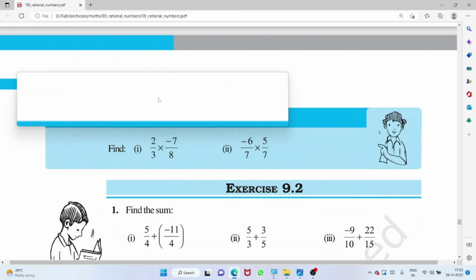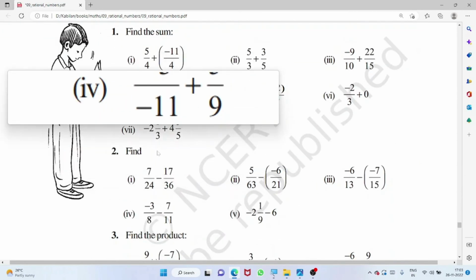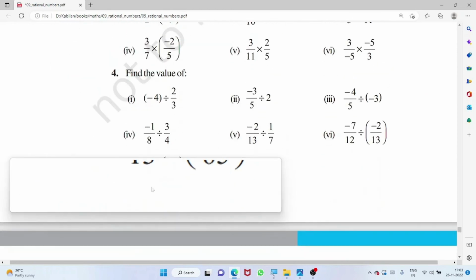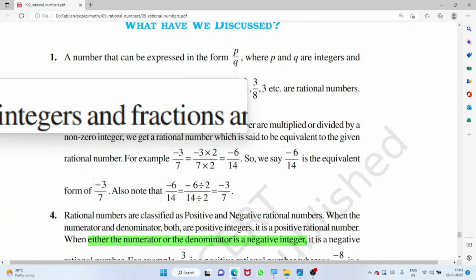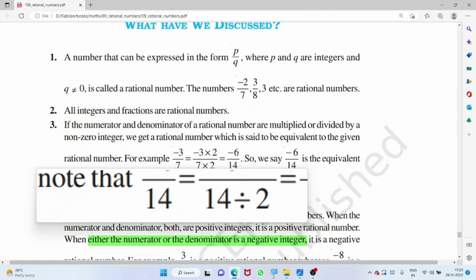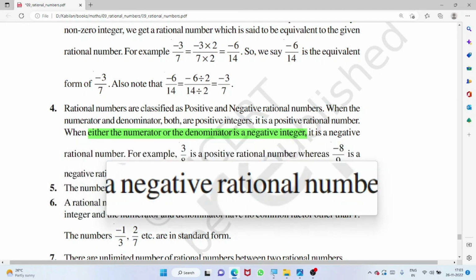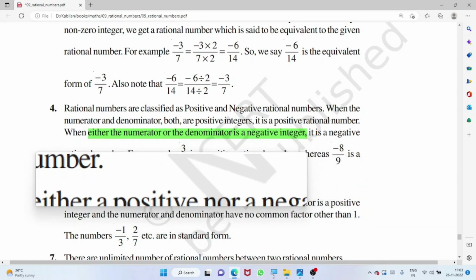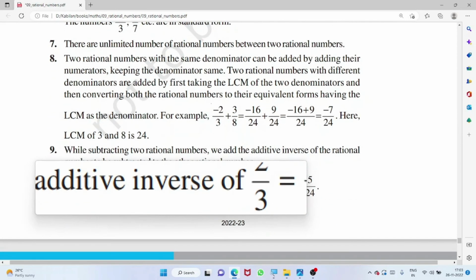That is the end. You can try out this sample yourself. The summary you can also read. Whatever p by q, q is not equal to 0. Here the numerator and denominator can be negative integers. For a negative rational number, either the numerator or the denominator can have a negative sign.